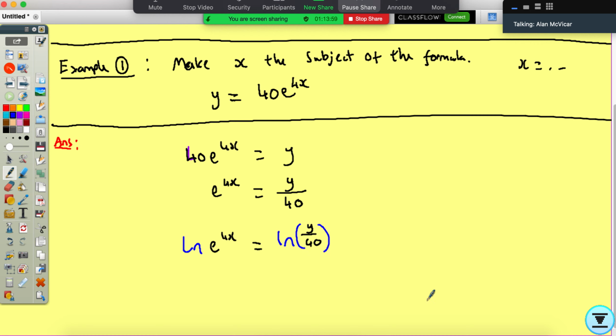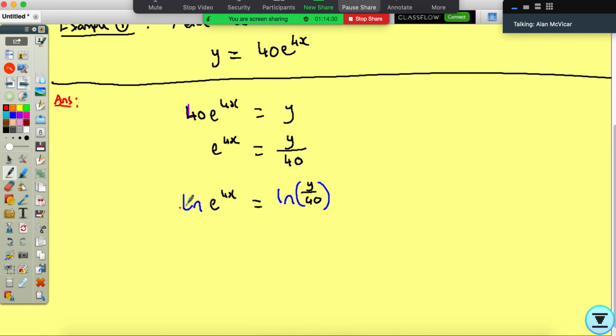Now, on this right hand side, I would always put what's there in a bracket, right? It just keeps everything nice. Now, that thing in the bracket is not a power. When you take the ln of something, it doesn't become a power, right? When you take the exponential, it becomes a power. When you take the log, it doesn't. Now, the exact same thing happens in this left hand side. Your ln and your e cancel off and your 4x drops down. So 4x equals ln of y over 40.